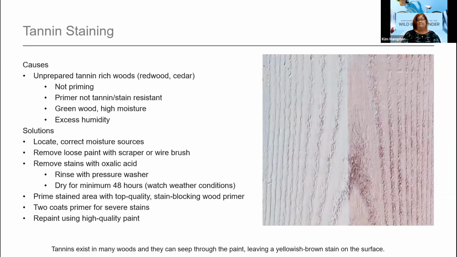Tannin staining is caused from unprepared tannin rich woods. For example, redwood or cedar not being primed with a tannin resistant primer, green wood, which is high moisture wood, and excess humidity. A solution is to locate the correct moisture sources. Remove loose paint with a scraper or wire brush. Stains can be removed with oxalic acid, rinse with a pressure washer, and allow to dry for a minimum of 48 hours, weather conditions permitting. Then prime the stained area with a top quality stain blocking wood primer, 2 coats of primer in severe stains, and then 2 coats of a high quality paint.